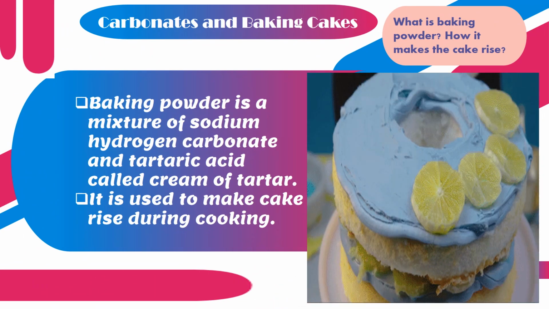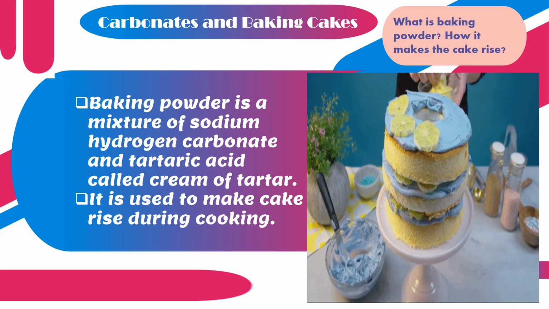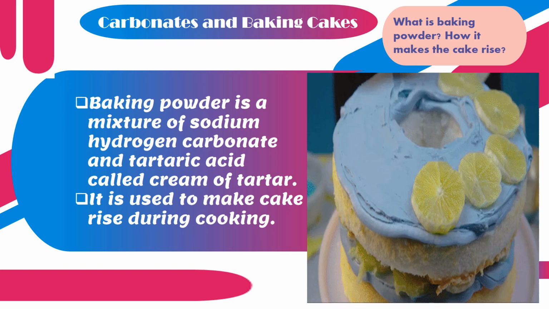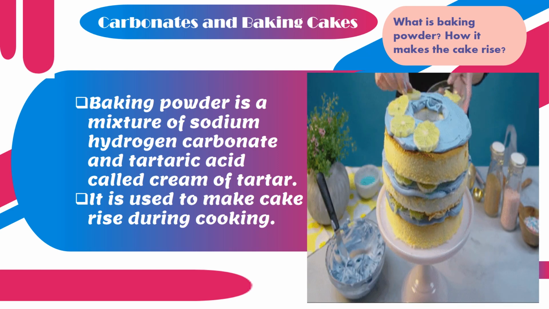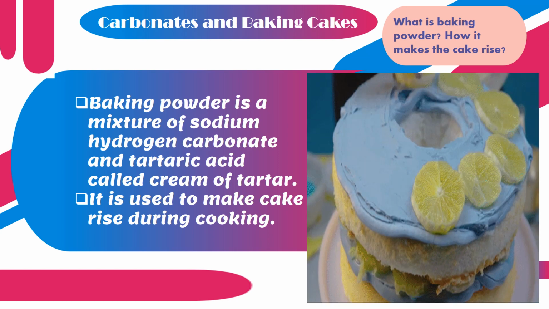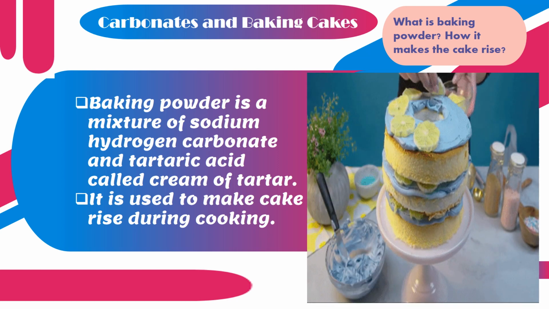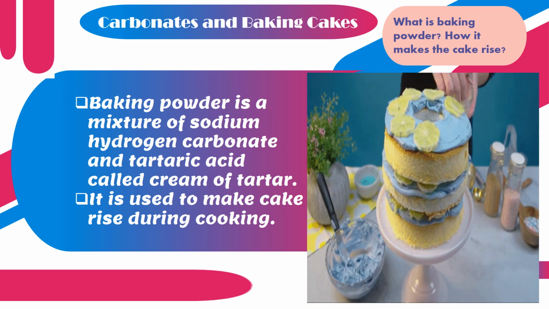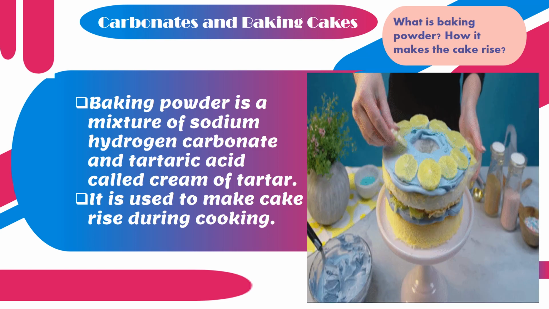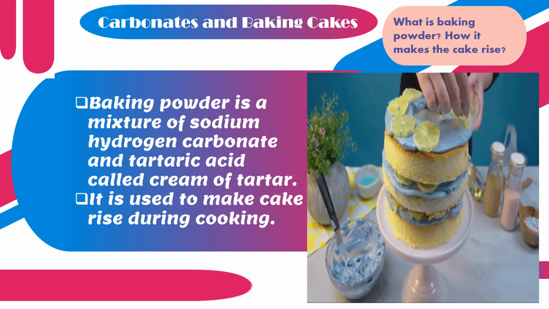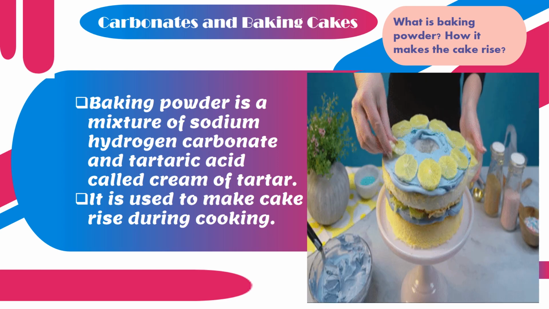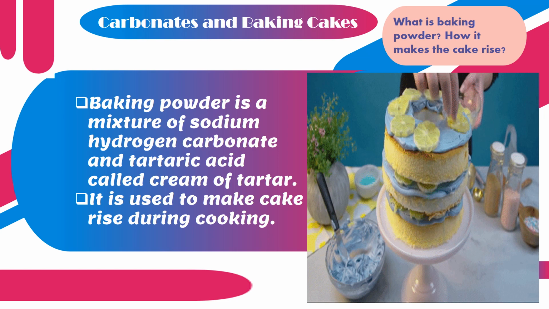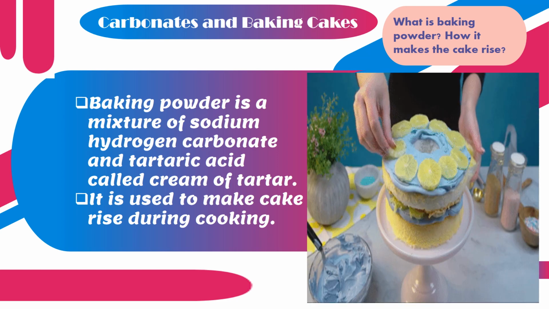Dear students, many of you know that some cake recipes use flour and baking powder. Baking powder is a mixture of sodium hydrogen carbonate and tartaric acid, called cream of tartar. It is used to make the cake rise during cooking. You know how it happens. When bicarbonate of soda is heated or reacts with an acid, carbon dioxide gas is given off. The carbon dioxide gas bubbles make the cake rise.